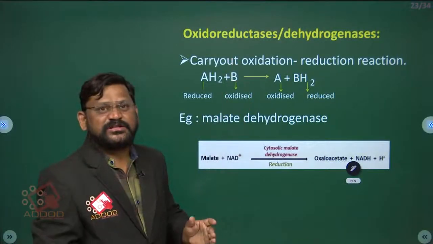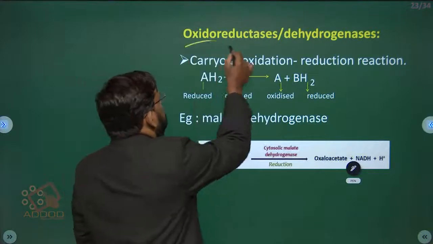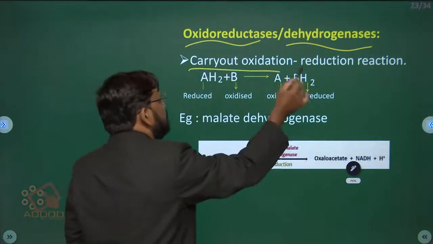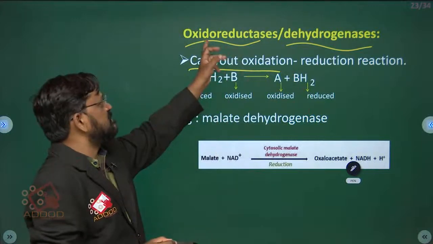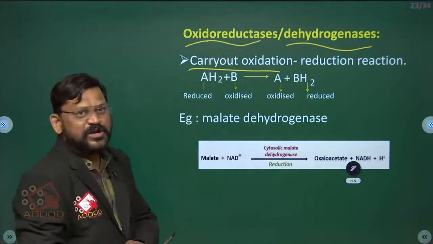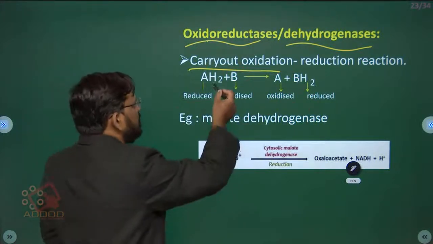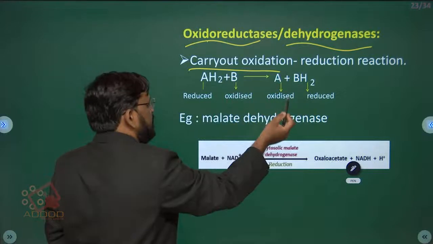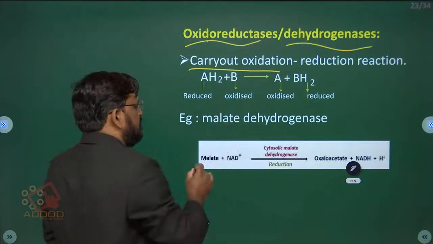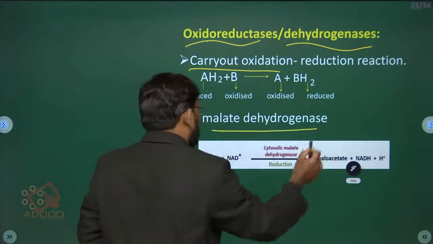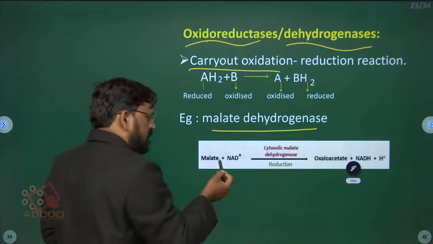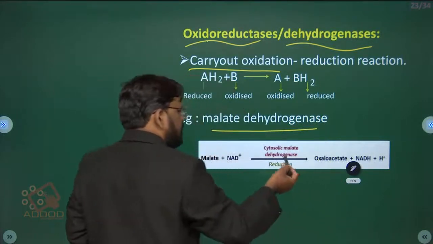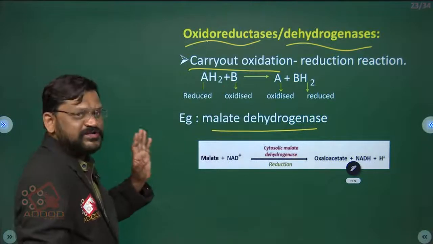So let us discuss this classification of enzymes. The first class is oxidoreductases, which are also called dehydrogenases. Oxidoreductase means the enzyme which catalyzes oxidation-reduction reactions. Here you can see AH2 is getting oxidized and B is getting reduced; after that, A is oxidized and BH2 is reduced. This is called an oxidoreductase reaction. The best example is malate dehydrogenase: malate combines with NAD with the help of the enzyme malate dehydrogenase and becomes oxaloacetic acid. So the role played by malate dehydrogenase is that of an oxidoreductase.